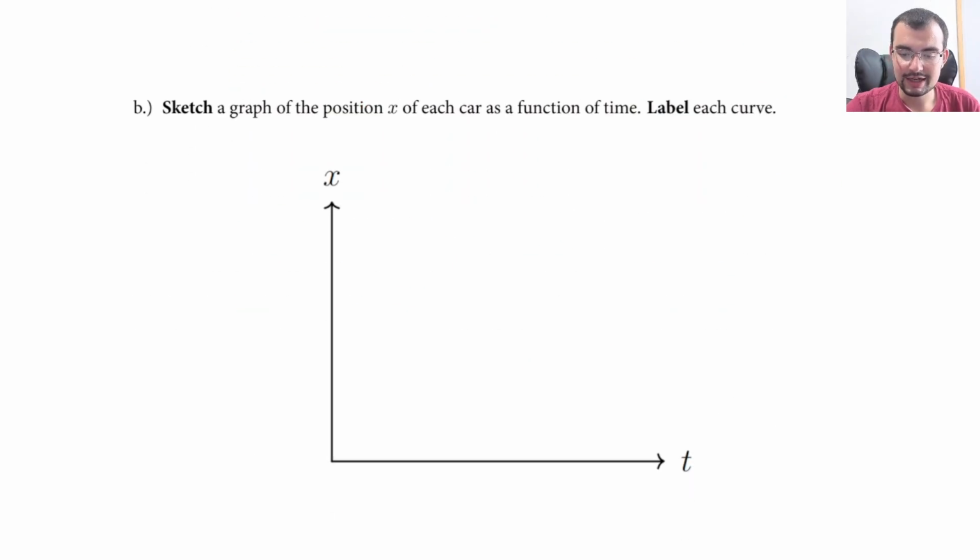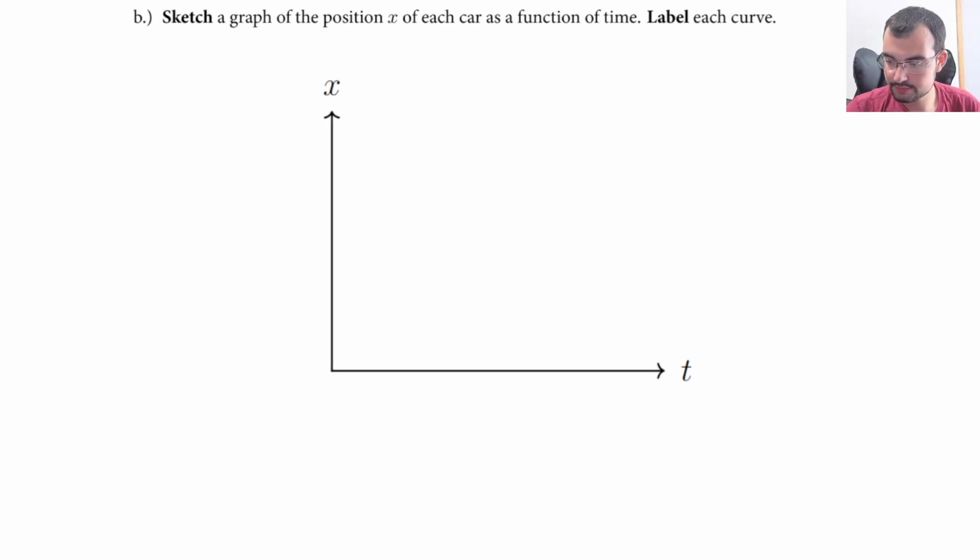So let's sketch a graph of the position of each car as a function of time, labeling each curve. So for car A, we know it starts at 0 and accelerates. It's going to be something like that.